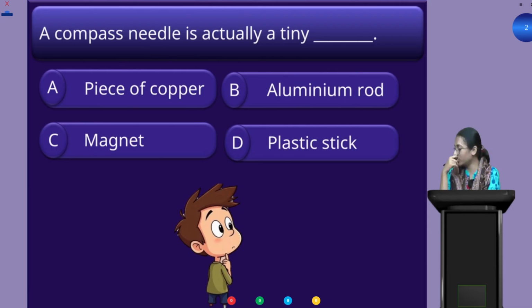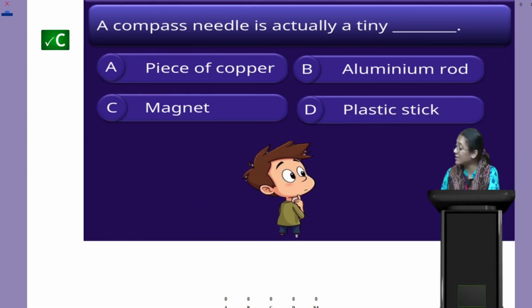And your time is almost up. And with that, your time is up. Let's see how many of you have got the right answer. Very good. So many of you have given the right answer. So our right answer will be what? A compass needle is actually a tiny magnet. It acts like a magnet, isn't it? So our correct option will be option C, magnet. A compass needle is actually a tiny magnet. Clear?